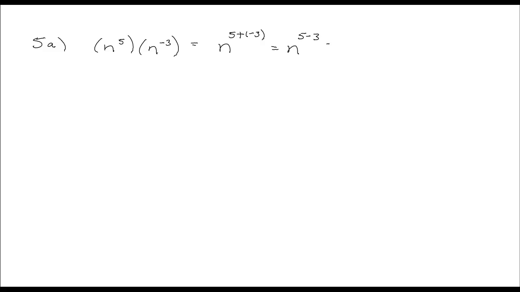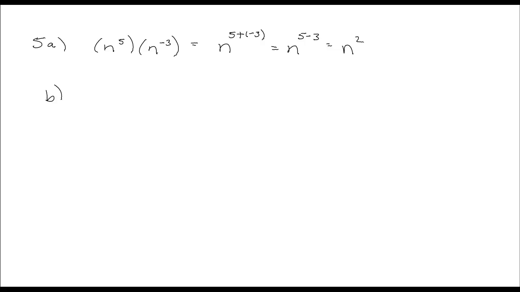Now for number 5, there are 8 parts to number 5. So starting with 5a, we have n to the 5th times n to the negative 3. When you're multiplying with like bases, you just add the exponents. So that's just going to be n to the power of 5 plus a negative 3. Adding a negative is the same as subtracting, so this is really just 5 minus 3, or n squared.